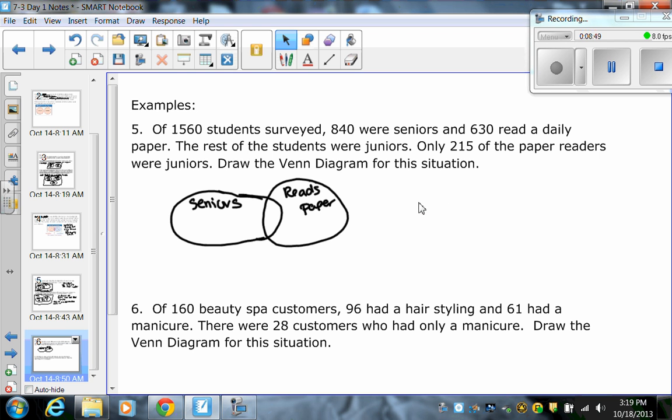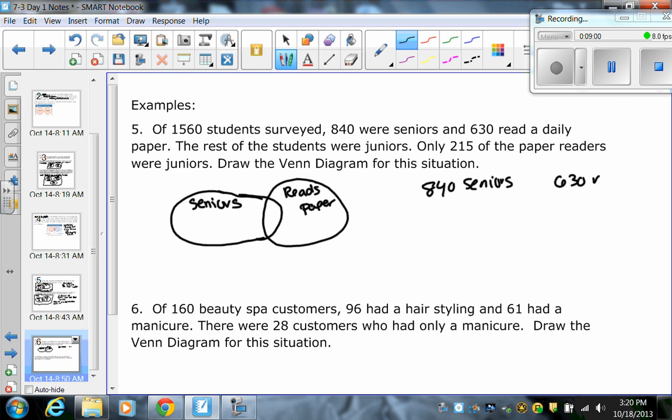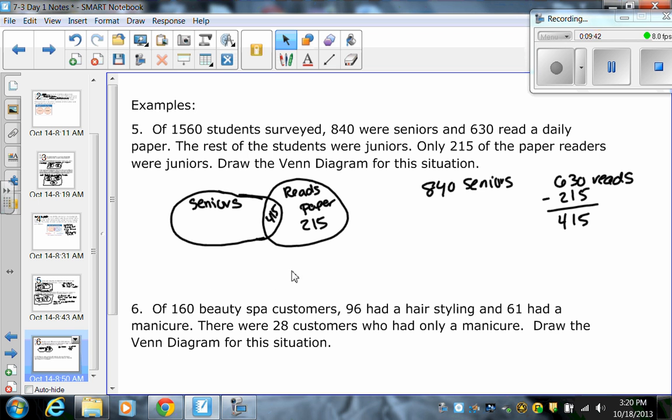So off to the side, I'm going to do some mental math here. So I know that there's a total of 840 seniors, and there's 630 people who read daily. There's only 215 were juniors. So that means of the 630 readers, there were 215 of them that were not seniors, because it tells you in the problem that they're either a senior or they're a junior. So of the 630, if I know that 215 were juniors, so if I subtract the 215, that leaves me with 415. So that tells you how many were both a senior and reads on a daily basis.